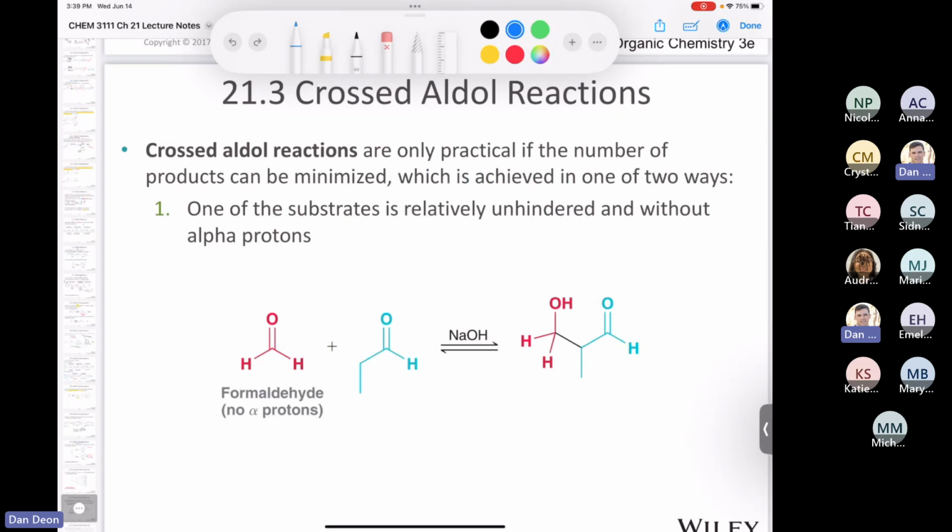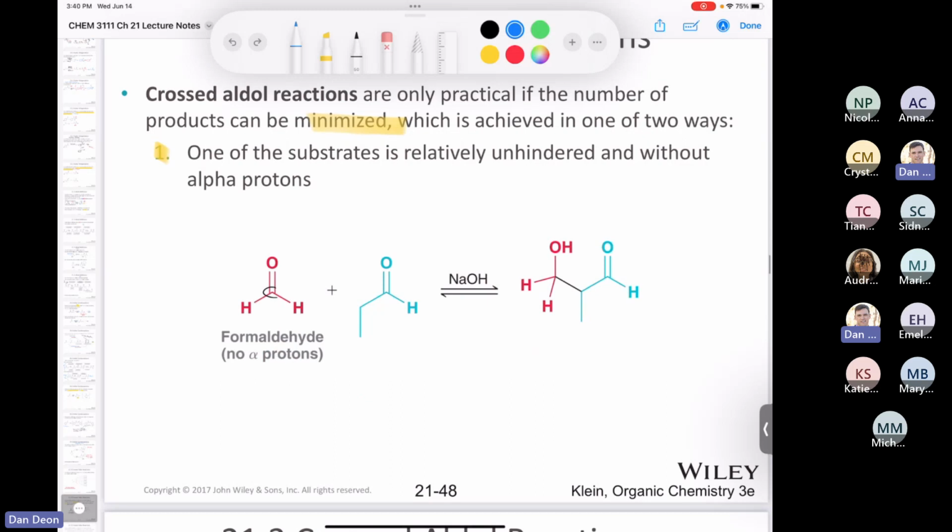So here I'm going to show you how we can control a crossed aldol reaction to minimize the amount of products formed. The only way a crossed aldol reaction can be practical is if we can minimize the number of products that we make. There are a couple of ways to do it. Number one, one of the substrates is unhindered without any alpha protons. You can see that formaldehyde has a carbonyl, but it has no alpha protons, because there are no carbons attached here. So there are no alpha protons in formaldehyde, so you cannot form an enolate of it. Only the propionaldehyde can form an enolate.